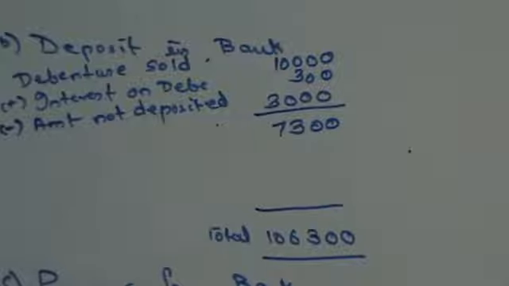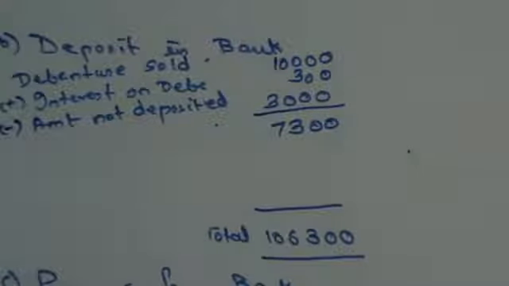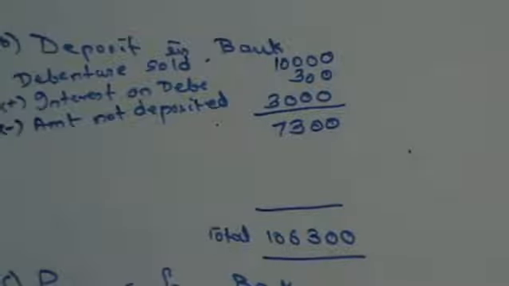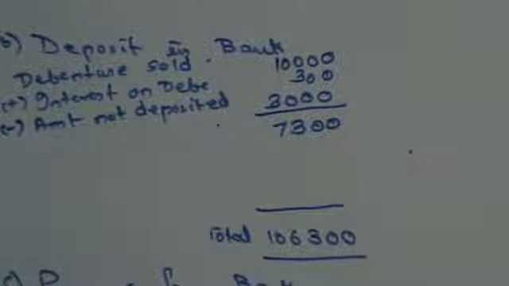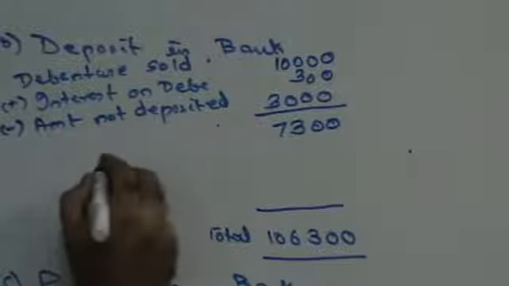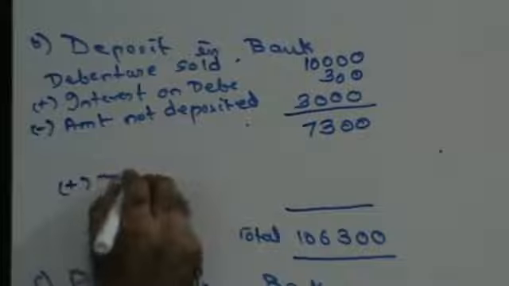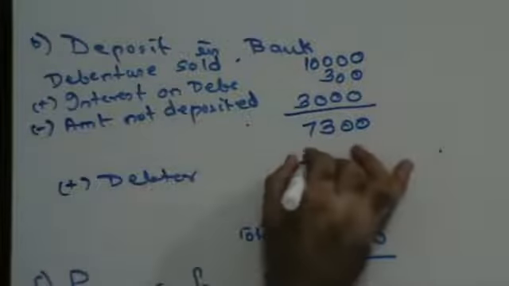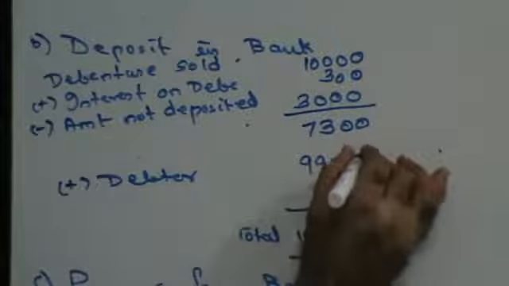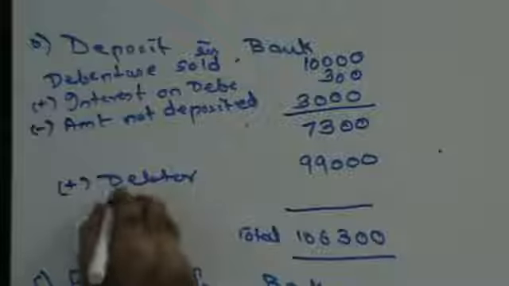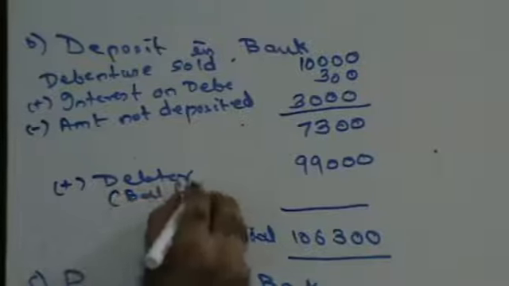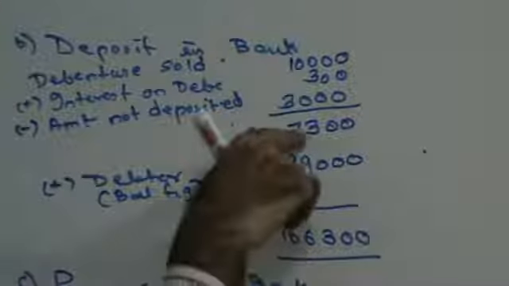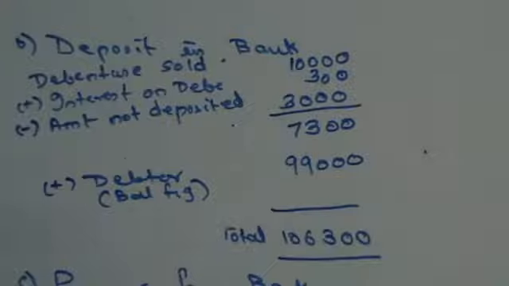Right? Now, total money he has got is 1,06,300, out of which we have an account for 7,300. Who must have paid him the balance money? The only person who could have paid him so much balance money is the debtors. So plus from the debtors, he must have received the balance 99,000. How did I get 99,000? That is my balancing figure. 1,06,300 minus 7,300.